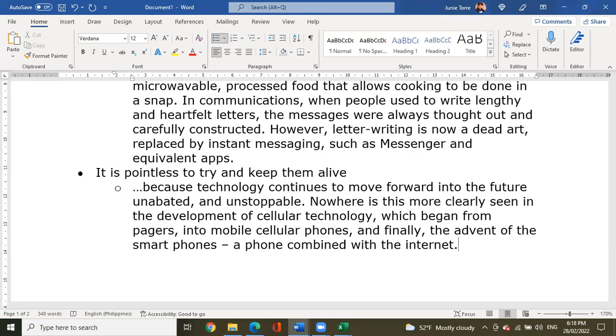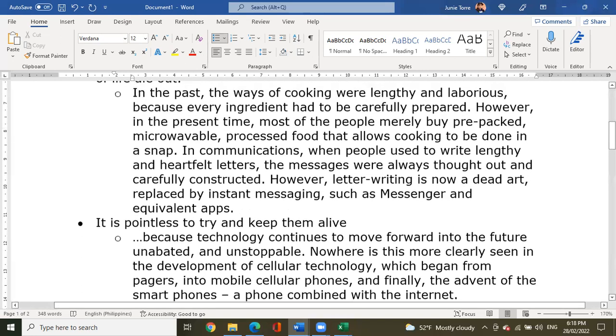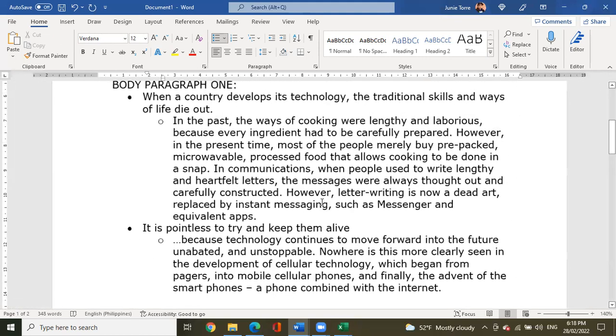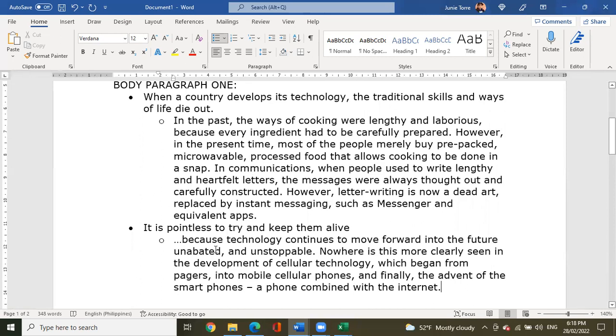No? And then, is there any other argument? It is pointless to try and keep them alive. At least one more. Pero okay na yan, guys. 6.5 ka na dyan. Kasi na-cover mo na yun eh. Is there any other argument? Any other argument you can think of?